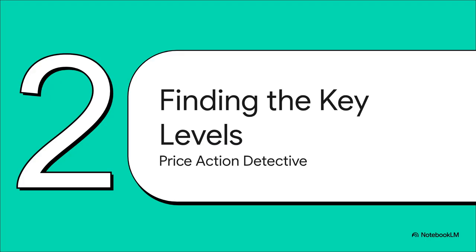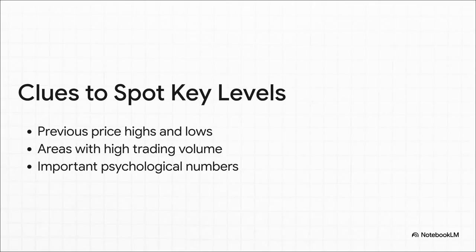So, okay, the theory makes sense, but how in the world do you actually find these levels on a real chart? Well, this is where you have to become a bit of a price action detective. You're looking for clues, right? So first, you want to look for the obvious stuff. Previous highs and lows. Those are the historical turning points. Second, look for areas where a ton of trading happened, high volume. That tells you a big battle between buyers and sellers took place right there.